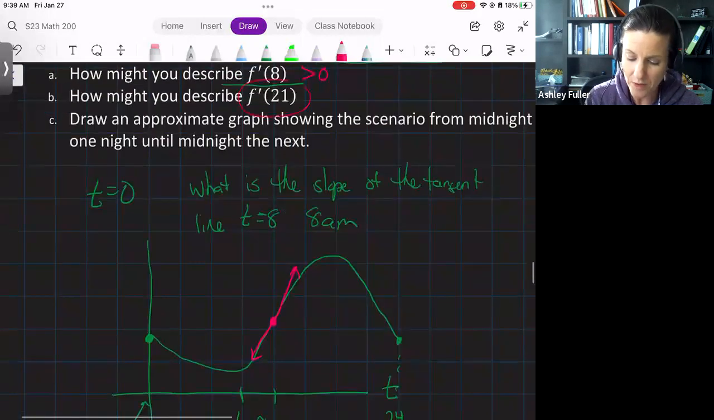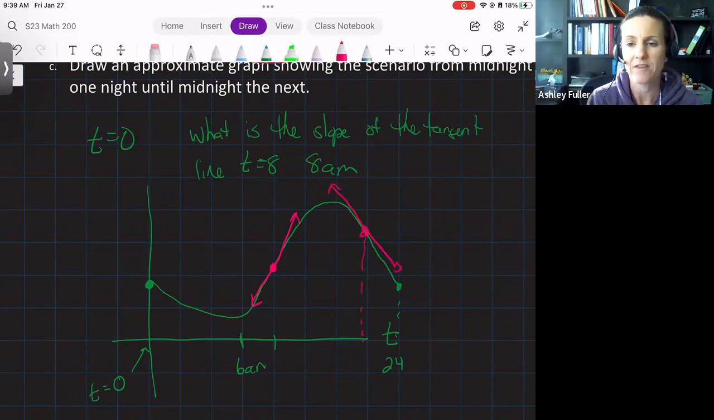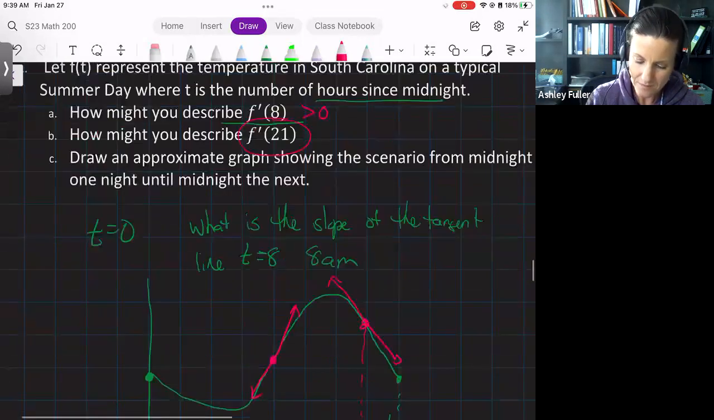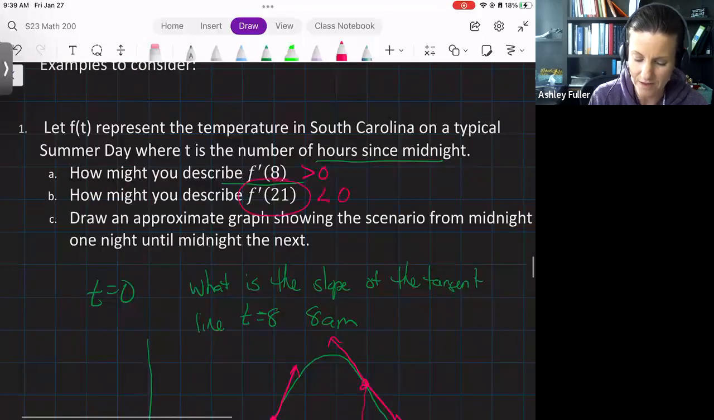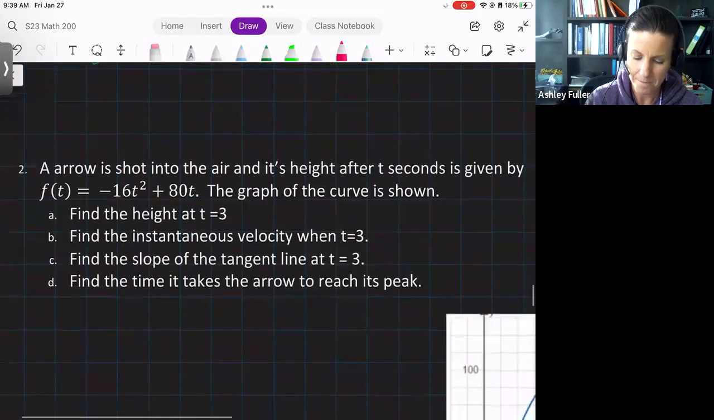If we consider f prime of 21, again, we want to go to where x or t is 21. And if we were to draw a tangent line at that point, it would have a negative slope. So here, the first derivative is less than 0. And we've already done part C, showing an approximation of what that graph may look like.